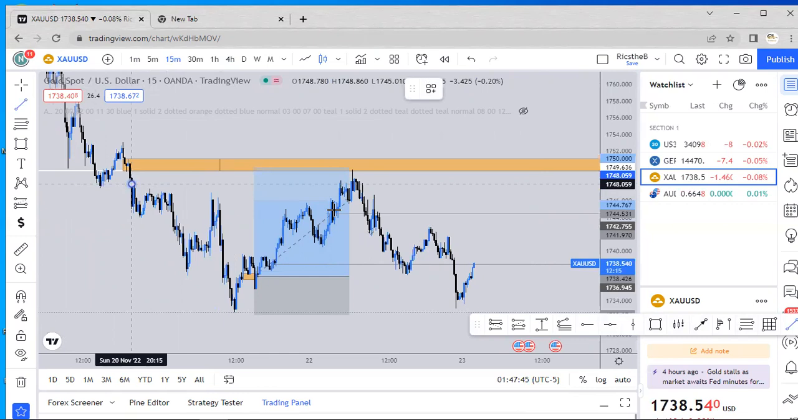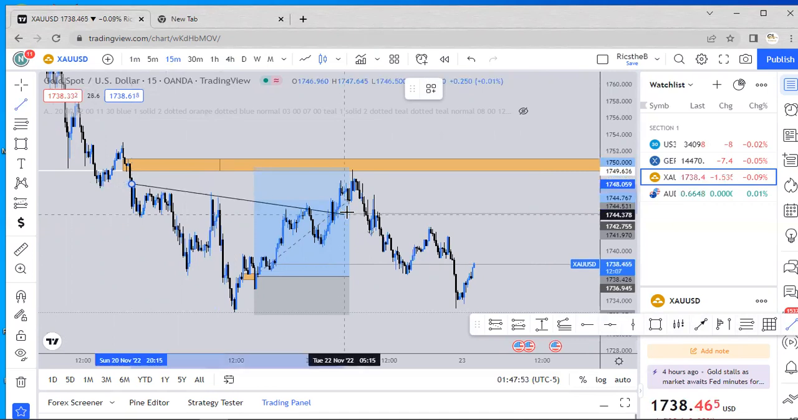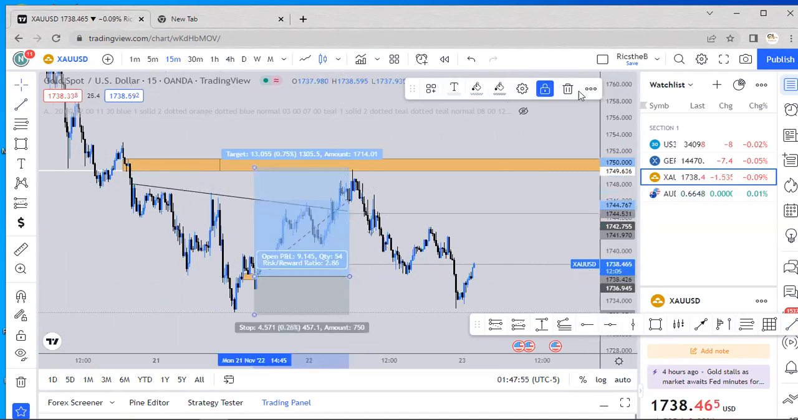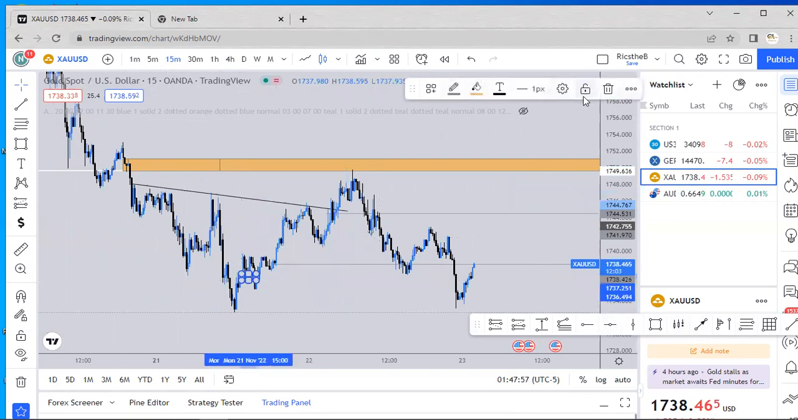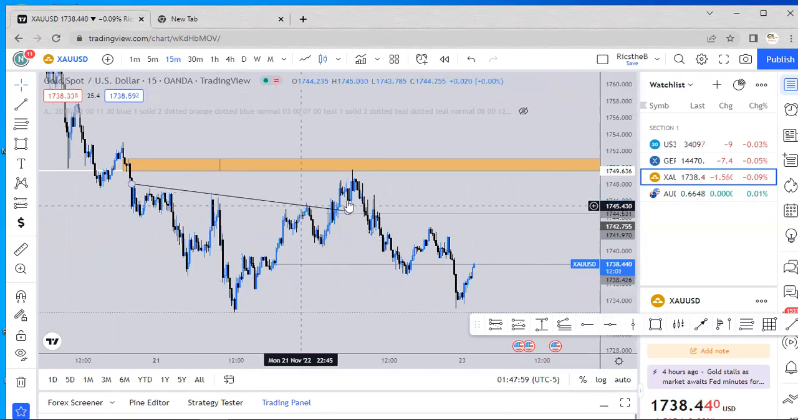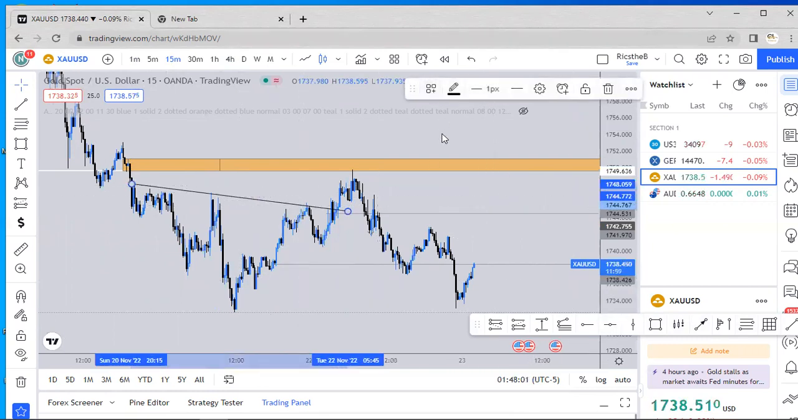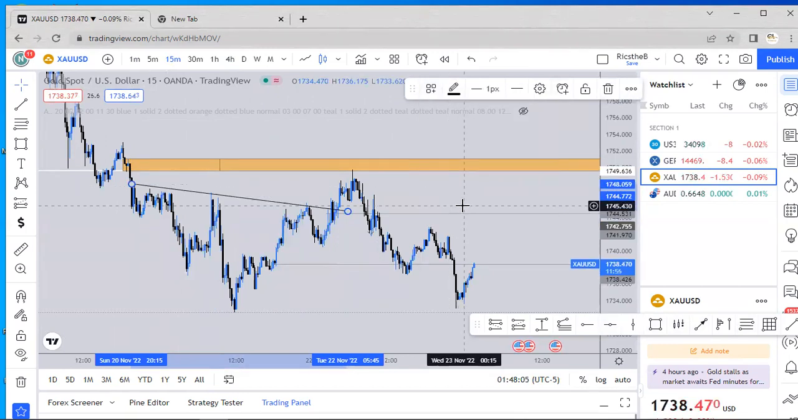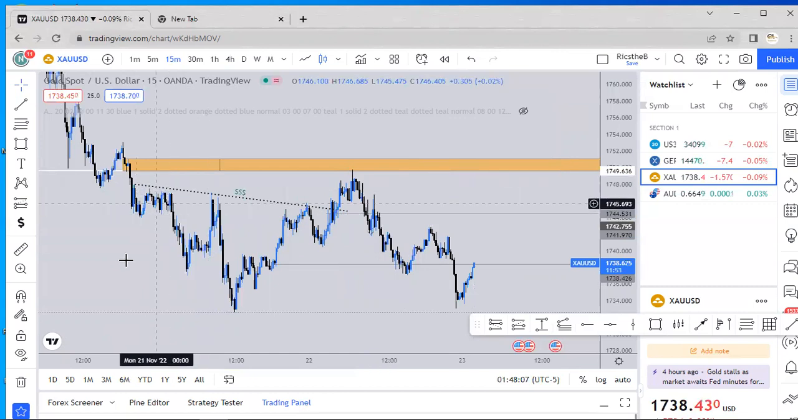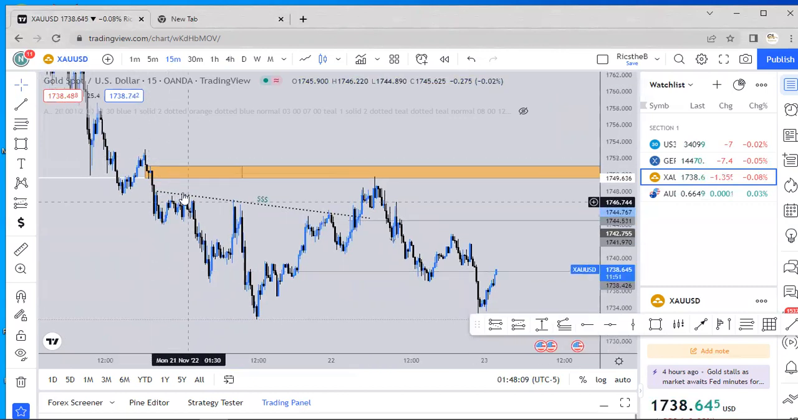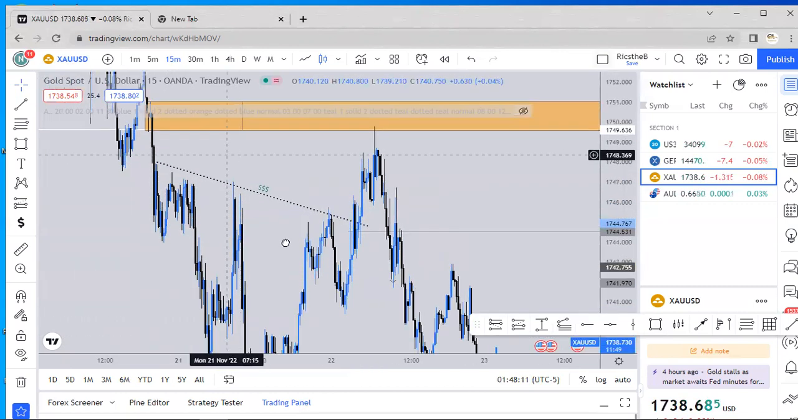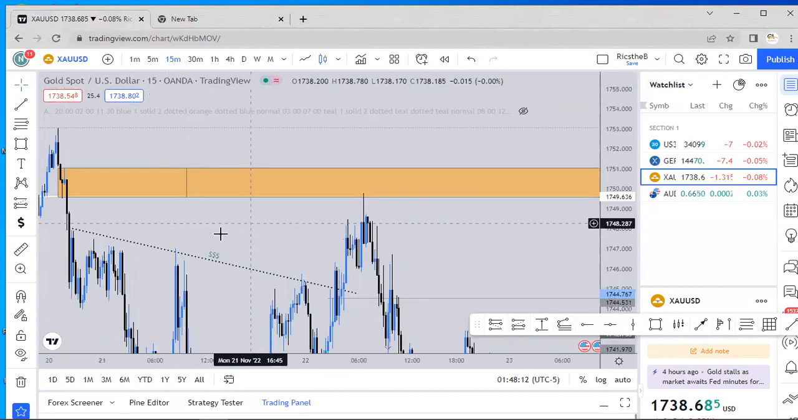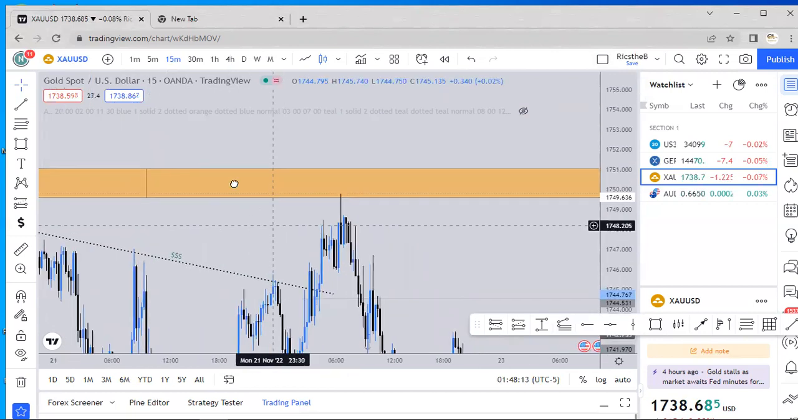I'm hoping this will help you guys understand liquidity much better. Let me just get rid of this. You don't need it. So right here, if you guys are keen enough, then you're able to see we have a scenario where our price left an imbalance. This was an imbalance right here.